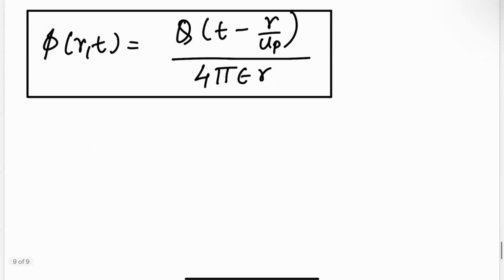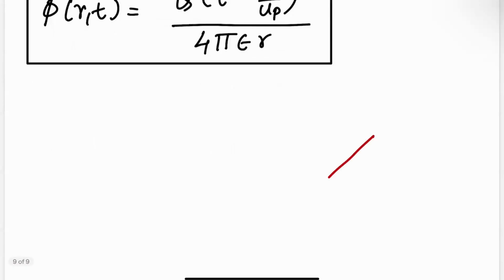So this was for when we had a point charge at the origin. But what if you have an arbitrary point charge somewhere in space? Now that we have the origin case, it's fairly easy to treat the other case as well.